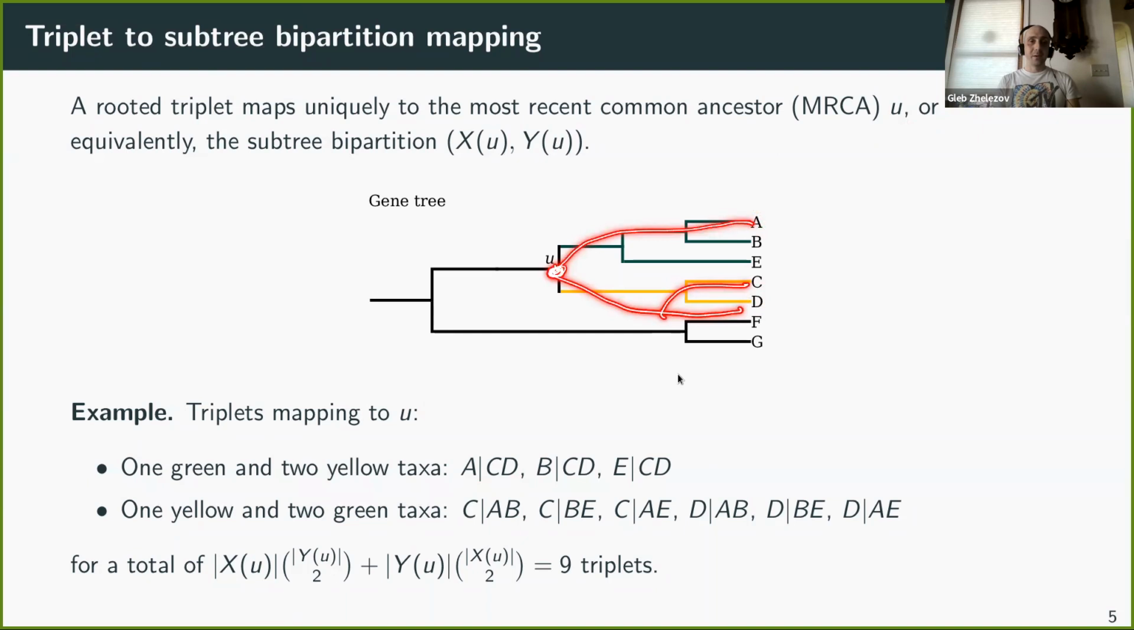But it's obviously not a one-to-one map. There's not enough nodes, so it's kind of a many-to-one map. But you can count them very easily. Well, you can count the number of triplets that correspond to a specific node very easily.